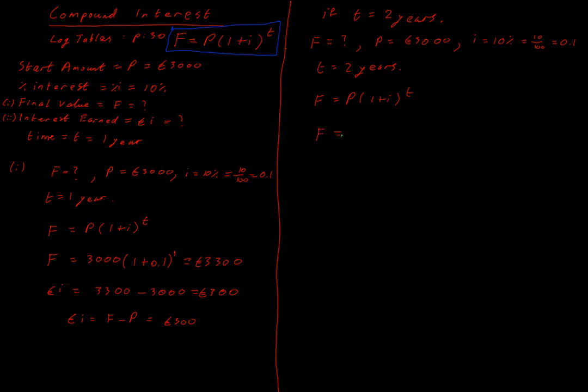I'm looking for F. P is 3,000. Open up a bracket, 1 plus my interest is 0.1. And this time my T is 2. So this is going to be the power button on my calculator. And I'm going to put 2 as a power on the bracket. And when I put this into my calculator exactly as I've written it here, I will get 3,630 euro.